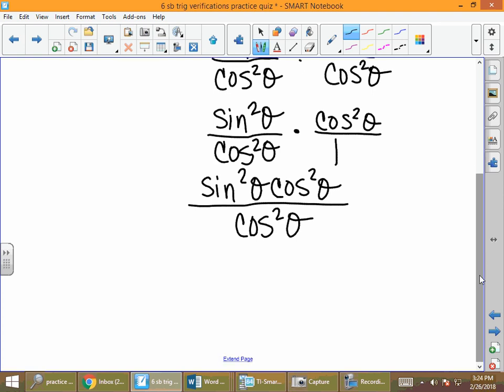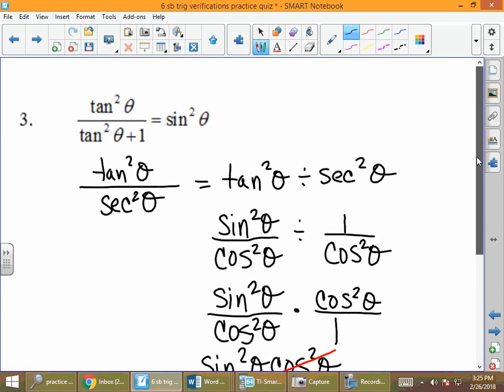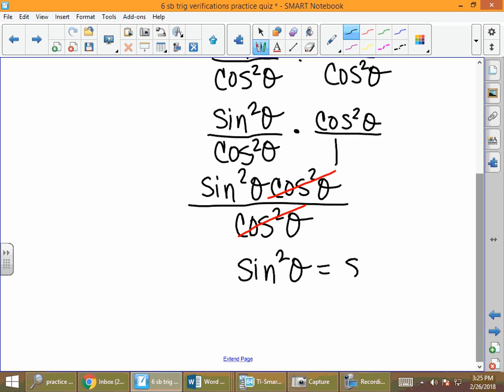And then we can ask ourselves, do we have anything exactly the same on the top and on the bottom? Well, we've got a cosine squared that's on the top and on the bottom. So cosine squared divided by cosine squared is 1, and we're left then with sine squared theta. And if I go back and look at the top of the problem here, sure enough on the other side, there we verified the fact that the left side of the equation is equivalent to the right side of the equation.